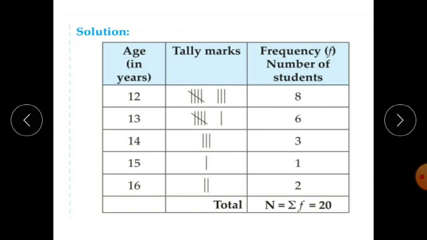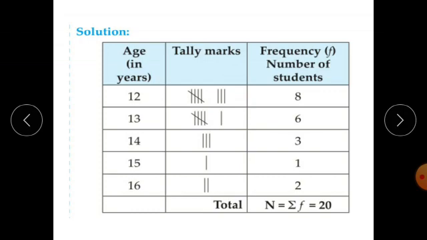So in the tally mark column, we put a vertical line known as a tally mark against the number in the first column. And we make a set of 5 this way, and after that we start a new set.